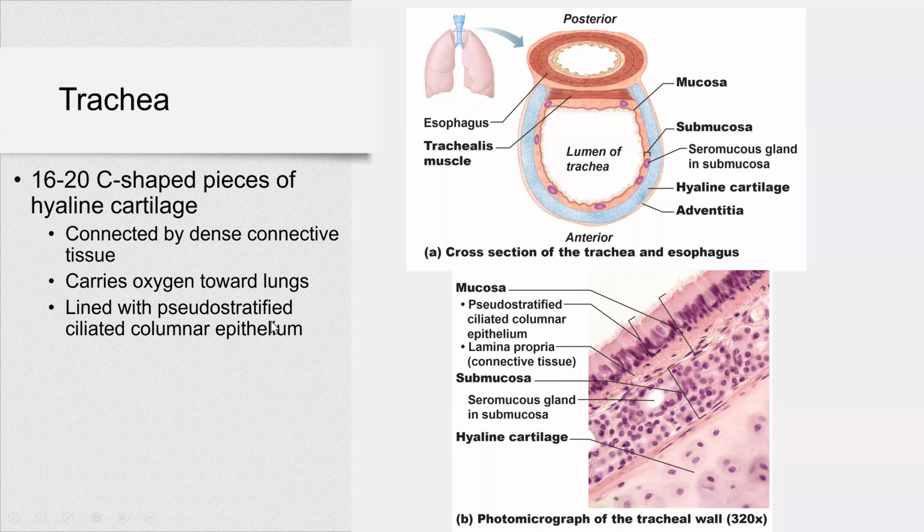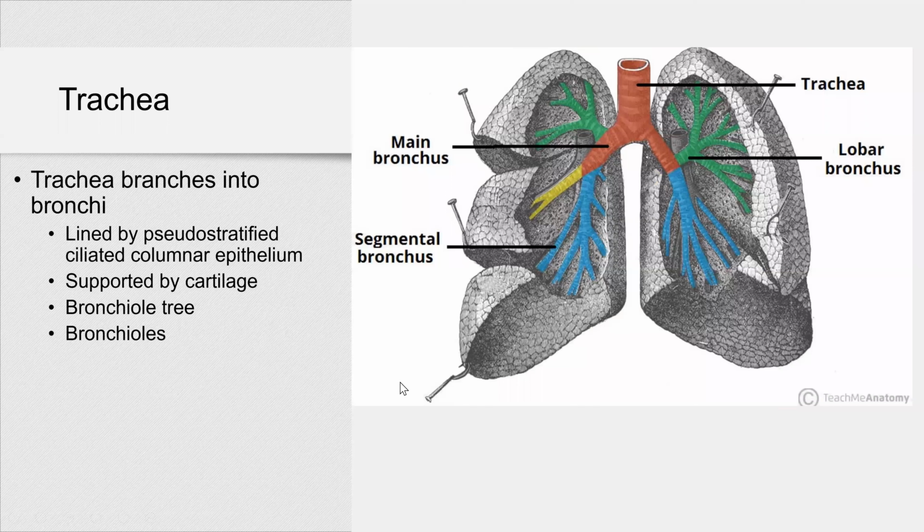Okay, so we continue with the trachea. Now you can see that trachea is going to branch, right? And it branches into bronchi. So here's our trachea shown in brown. Then you have a cartilage called carina over here. And then the first bronchi are called main bronchi, right?